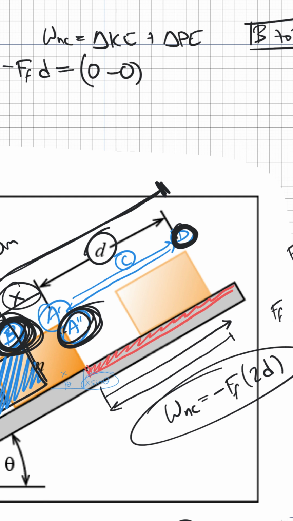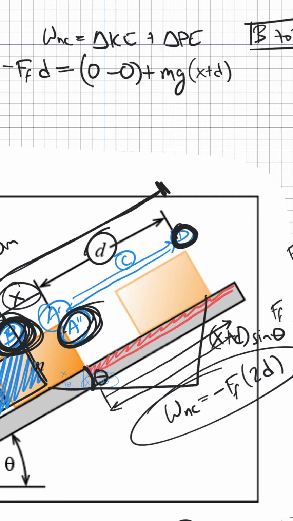Plus, now we've got some spring energy we have to deal with. I guess we'll start with the change in gravitational potential energy. So that'll be mg, and now I need the delta y, right? The delta y is going to go from here to there. This is that angle theta, and that distance is x plus d. So this vertical distance will be x plus d times the sine of theta. I guess that doesn't need parentheses, but we can just put one there.